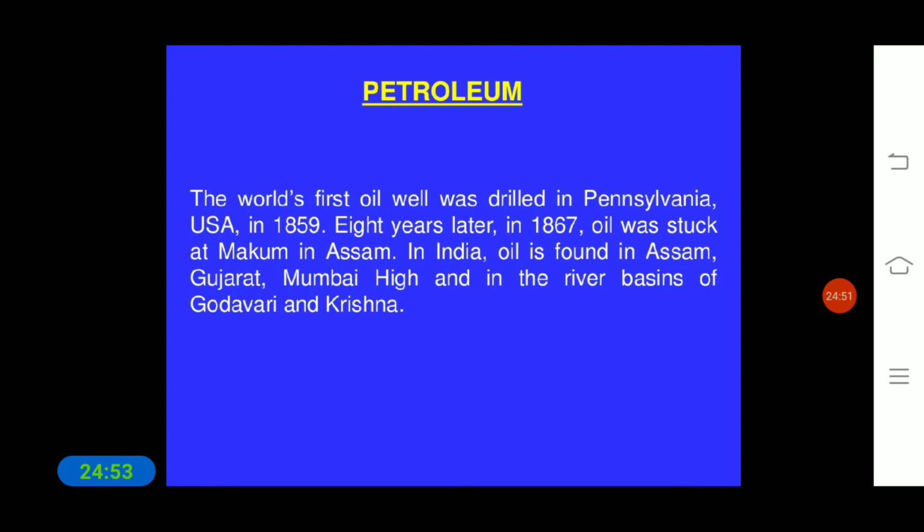Okay, so now the oil is found in Assam, Gujarat, Mumbai High, and in the river basins of Godavari and Krishna.